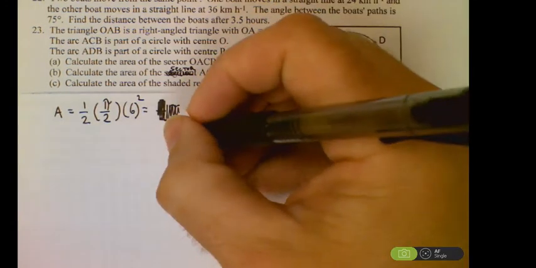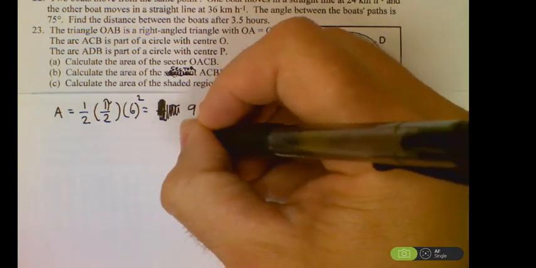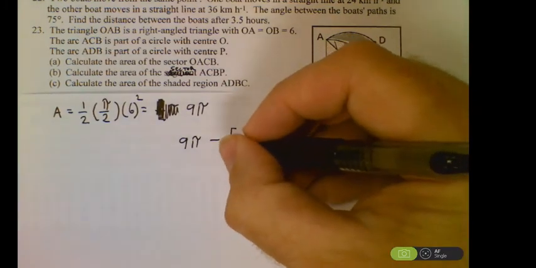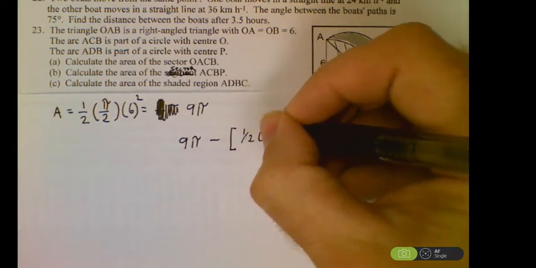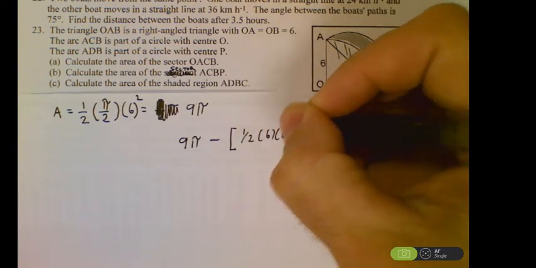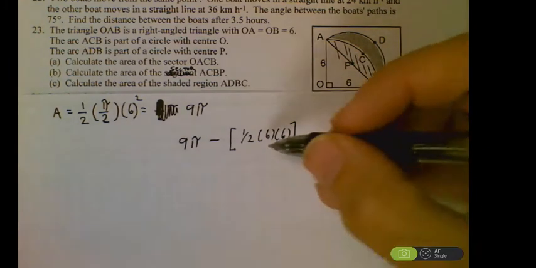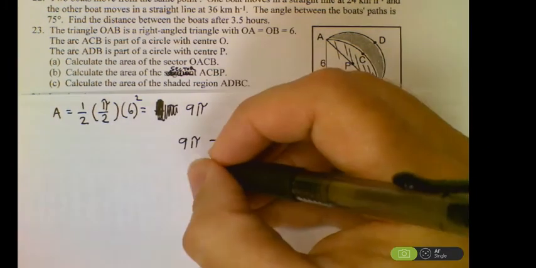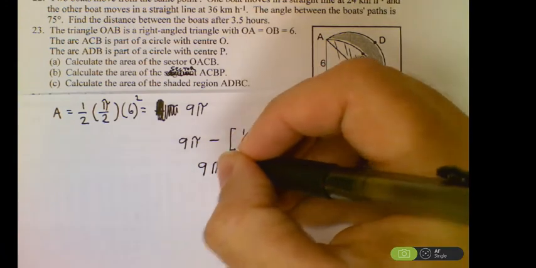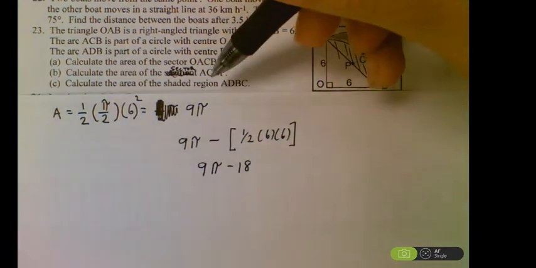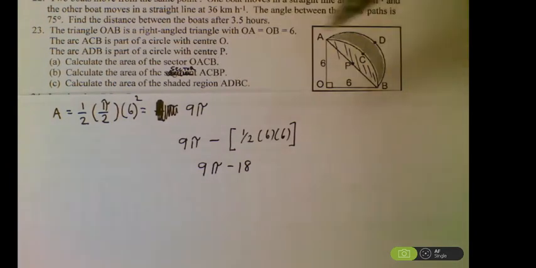So I'm taking the entire sector and I want to subtract out this right triangle, which is just 1/2 base times height. So just doing 1/2 base times height. It's going to give me this shaded region that they're asking for. So let's see, half of 36 would be 18. So we're just going to write it as 9 pi minus 18.